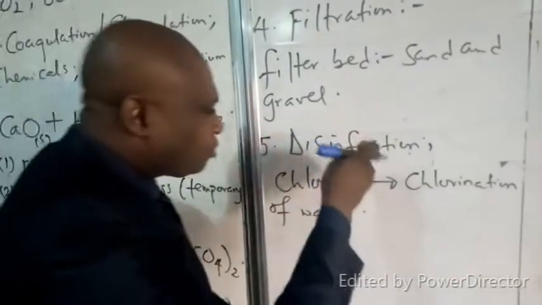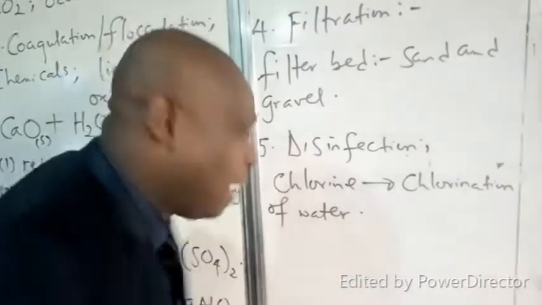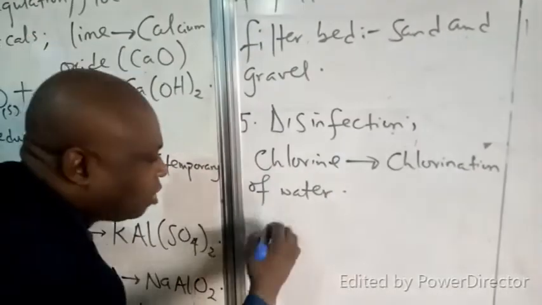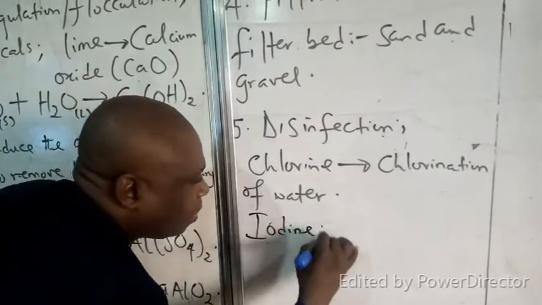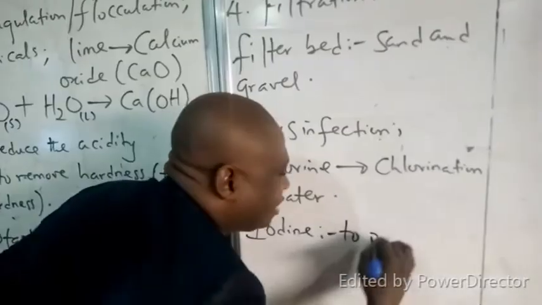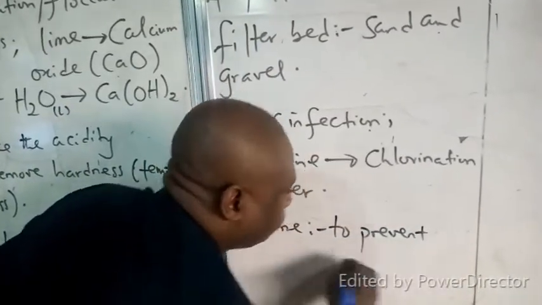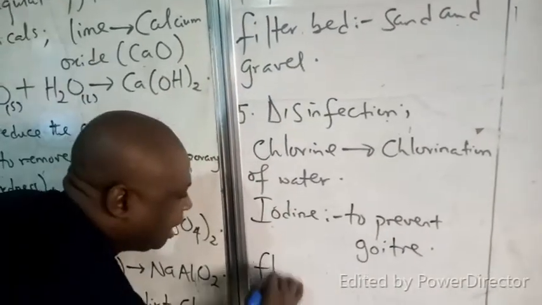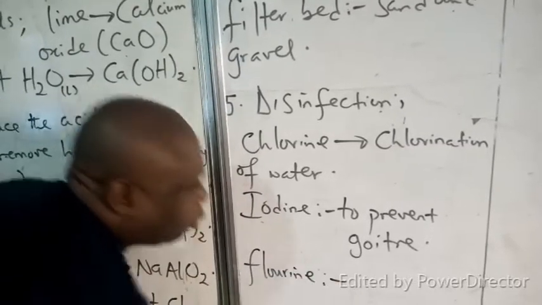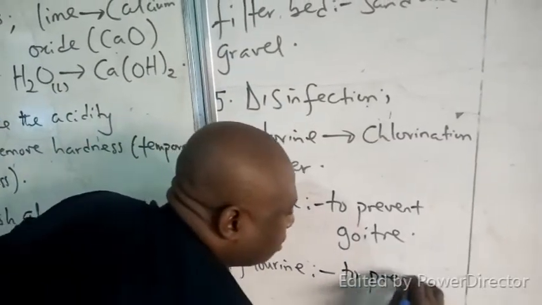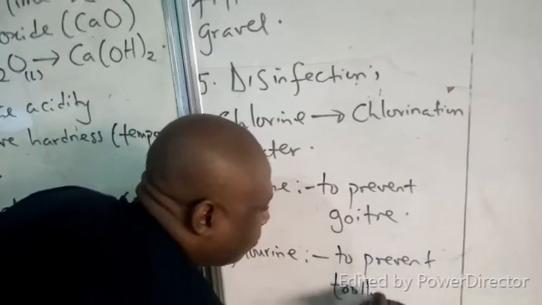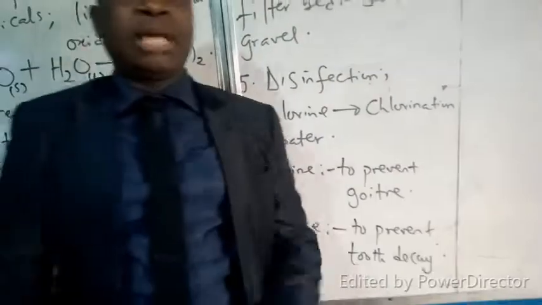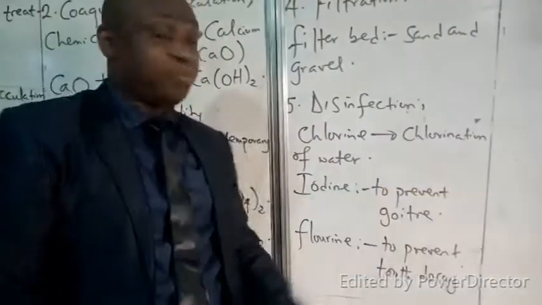Now, in addition to chlorine at this disinfection stage, there are 2 other important substances that are added, which are healthy to man. Now, one of them is iodine. Iodine is added to prevent goiter, in a proportionate amount. Then the next one is fluorine. Fluorine is added to prevent tooth decay. So when all of this is done, the water is treated and also purified, ready for use.